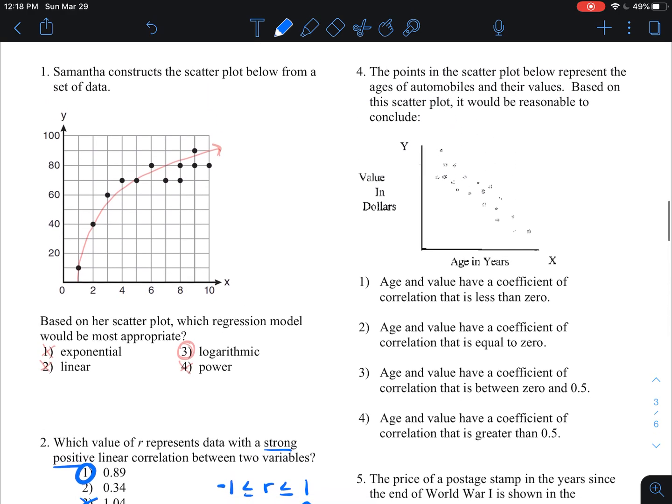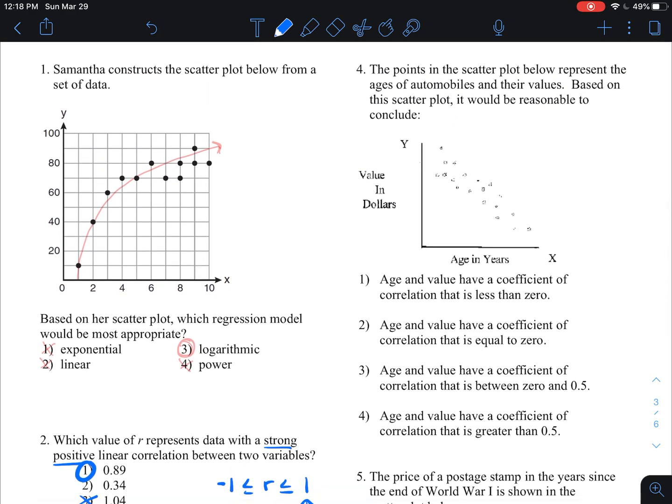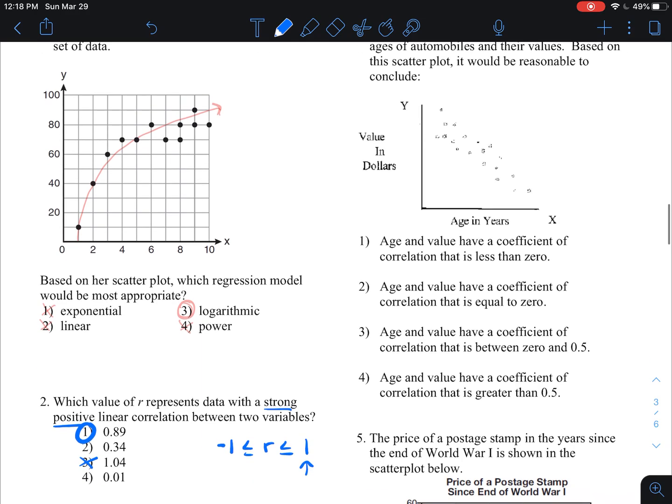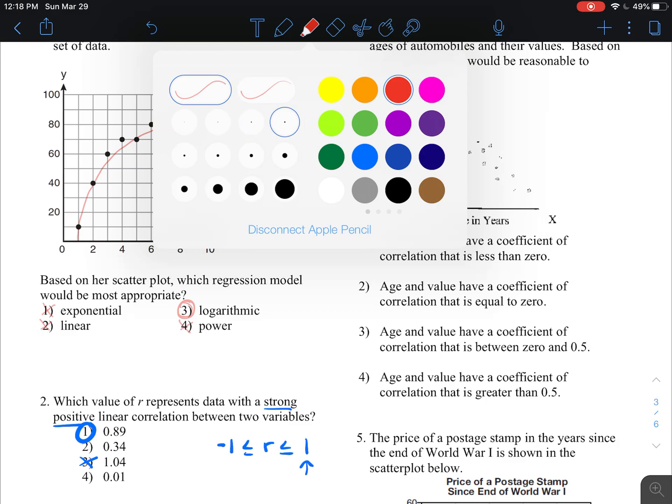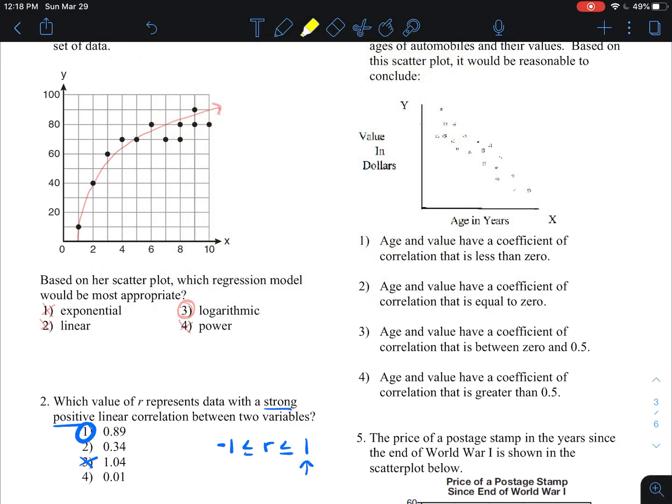Okay, let's go back up to number 4. So the points in the scatter plot below represent the ages of automobiles and their values. Based on the scatter plot, it would be reasonable to conclude what? That age and value have a coefficient of correlation that's less than 0. So let's just go through each choice here. So is our correlation coefficient less than 0? Is it equal to 0? Is it between 0 and 0.5? Or is it greater than 0.5?